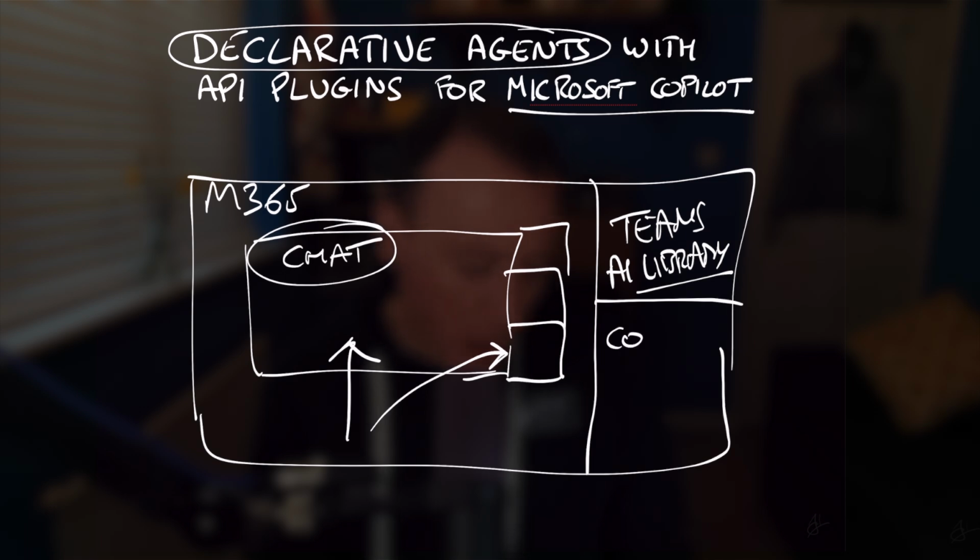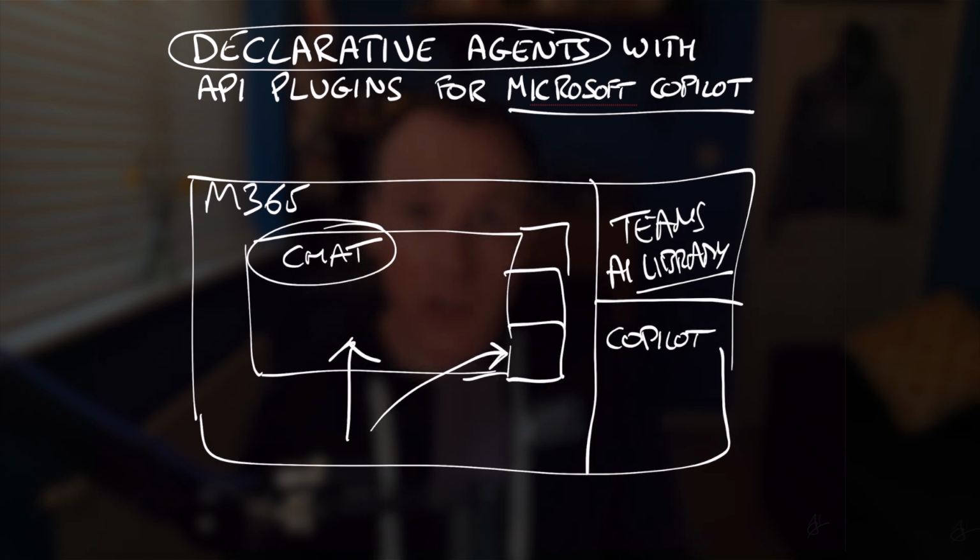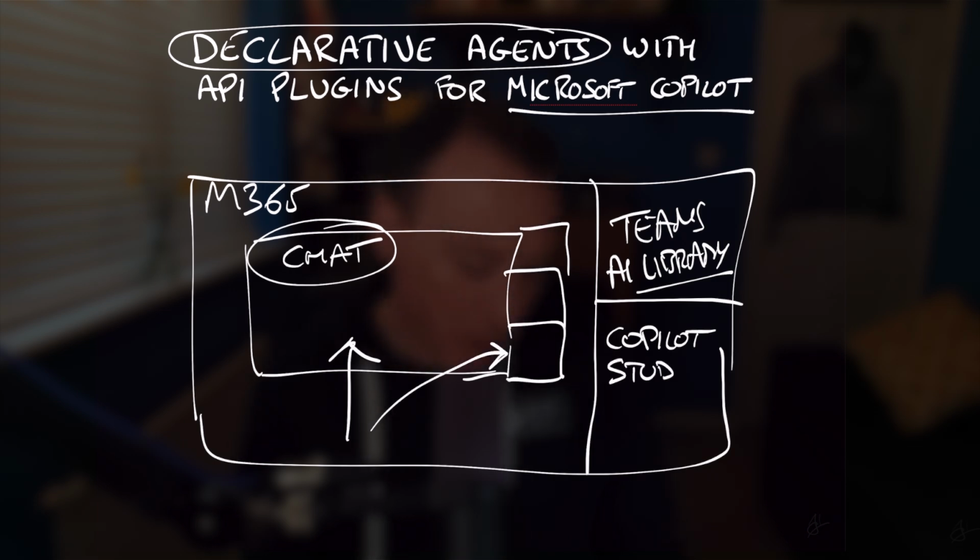And then you've also got Copilot Studio, which is the low-code approach to building these same agents. It's got its pros and cons as well, but we're not going to talk about it as part of this video. We've talked about what declarative agents are. We've talked about what Microsoft Copilot is. What we haven't talked about is this API plugin section. And this for me is the really interesting part about building these declarative agents.